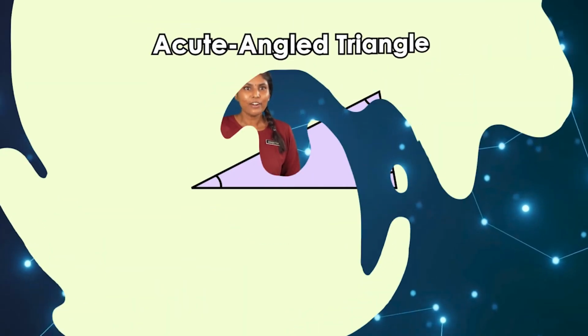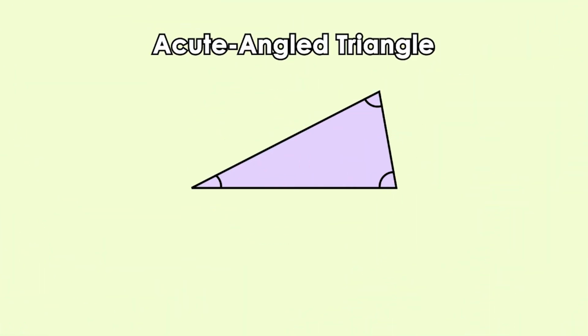Let us measure all the angles in this triangle. We have angle A, angle B, and angle C. I am going to measure angle A using a protractor. Angle A measures 45 degrees. On the other hand, angle B measures 55 degrees.